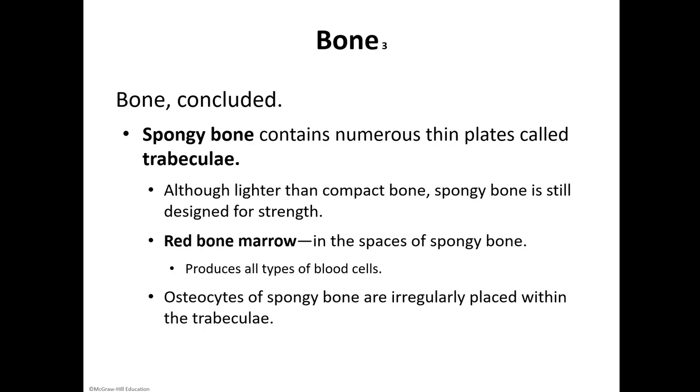Spongy bone is porous bone found at the ends of long bones, where the red marrow is located. Red bone marrow produces all types of blood cells. Spongy bone contains thin plates called the trabeculae that follow lines of stress, making it strong.